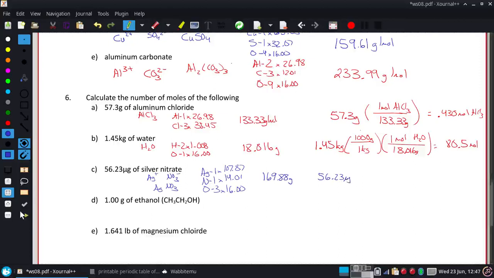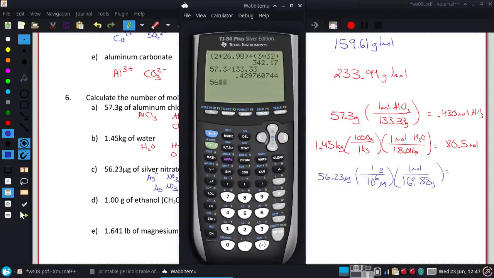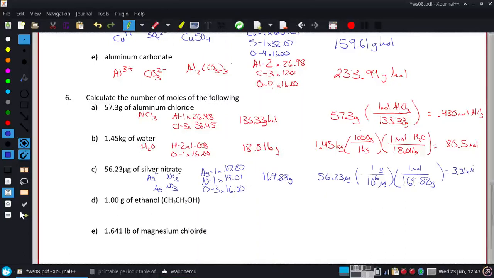All right, so 56.23 micrograms. We're going to do the same type of thing. We want to convert that to grams. 1 gram actually has a million, or 10 to the 6th micrograms. I'm going to do this calculation so you see how I put that in, that 10 to the minus 6th. So we got 56.23 divided by 1 times 10 to the 6th, and then divided by 169.88. And we get an answer of 3.31 times 10 to the negative 7th. And that's moles.